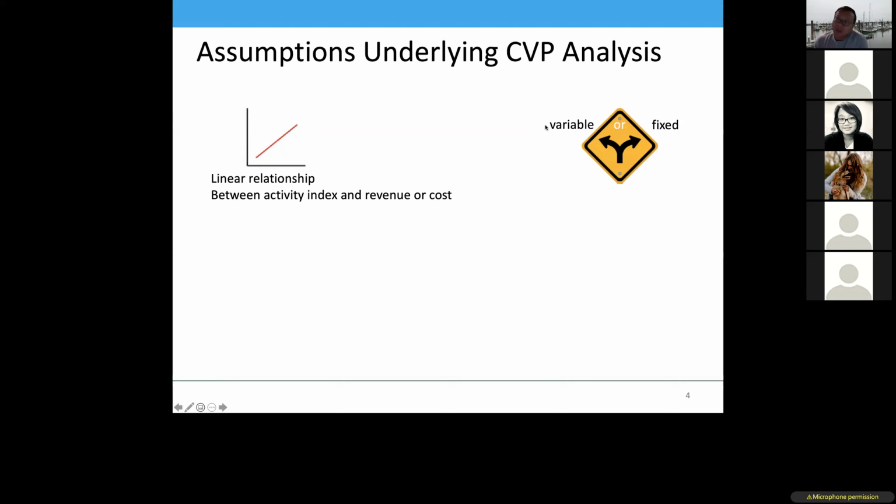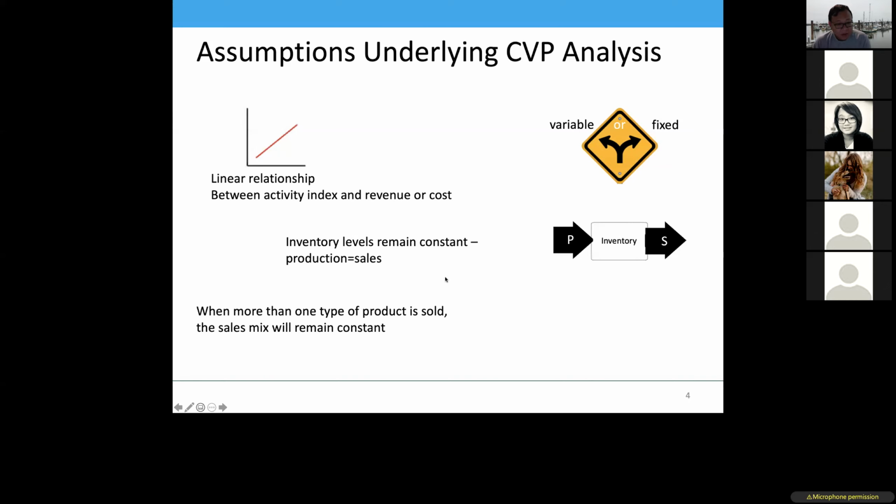Second, we assume all the costs can be classified into either variable cost or fixed cost. So for every cost, we can classify it as either a variable cost or a fixed cost. Number 3, we are assuming that the inventory level doesn't change. Essentially that means the production equals the sales. The units of production equal the units sold, so your inventory level doesn't change.